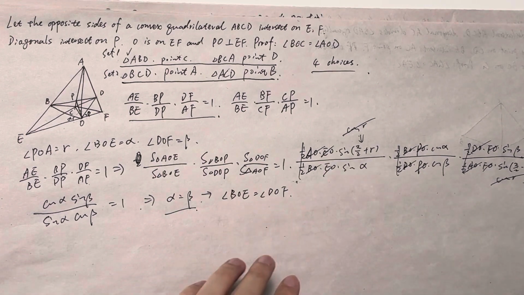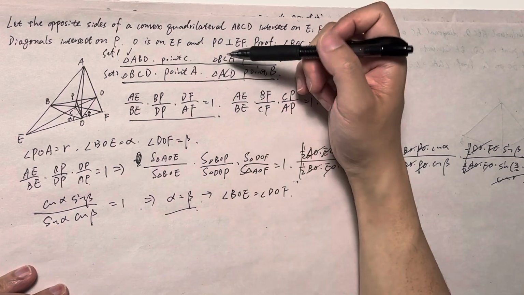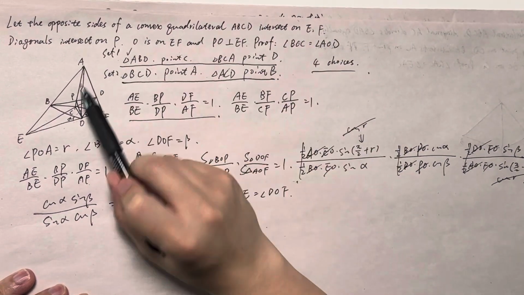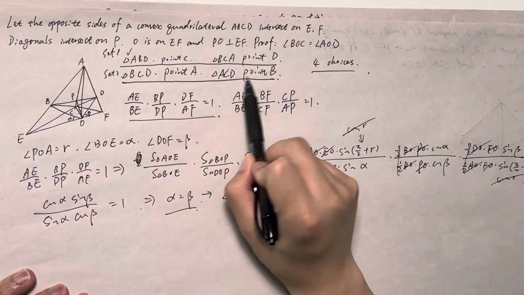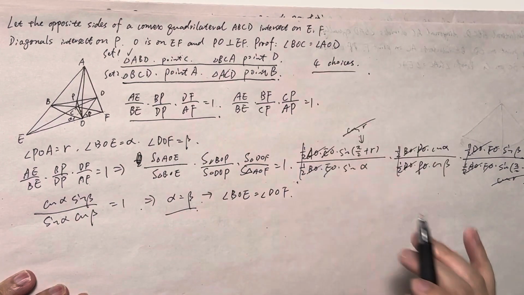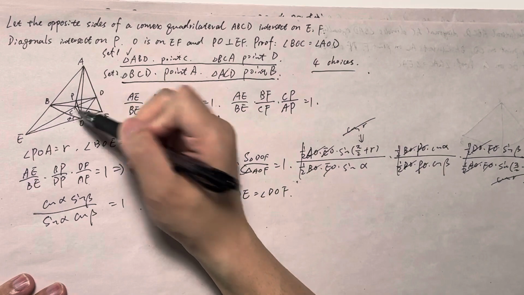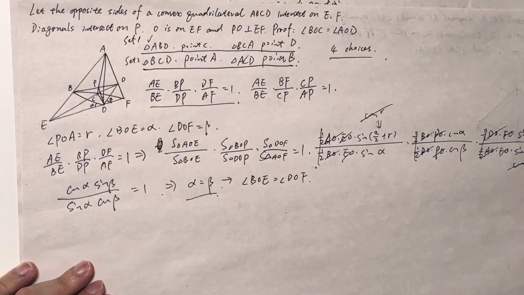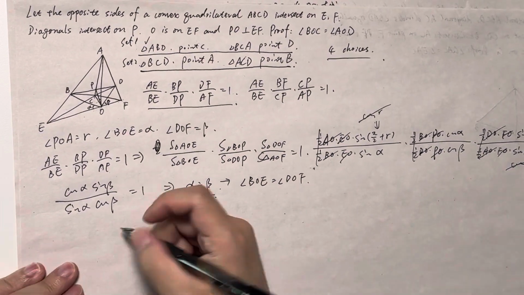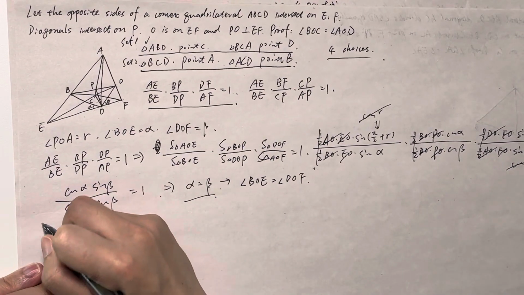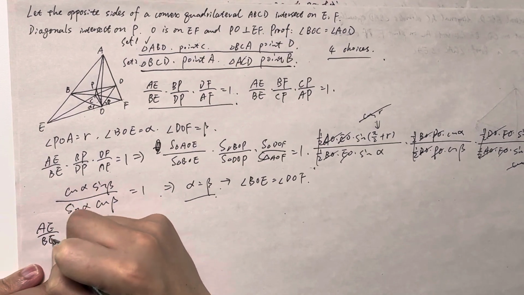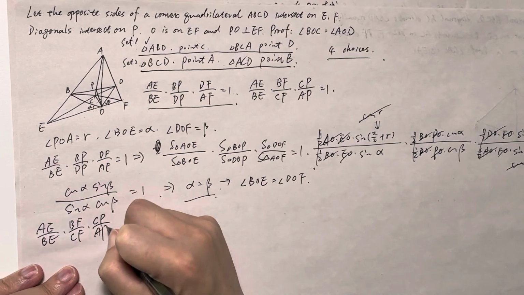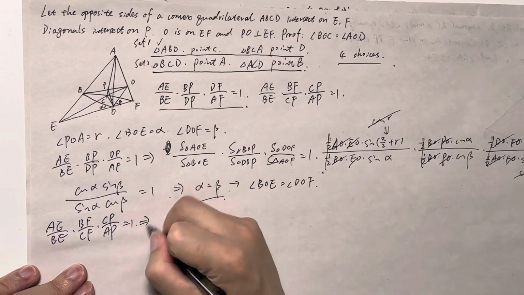So that's why we want to find either ABC here or ACD here. Either of them can help us find the AP to CP ratio. So let's do this. Similarly, AE divided by BE times BF divided by CF times CP divided by AP equals 1. What we got here.